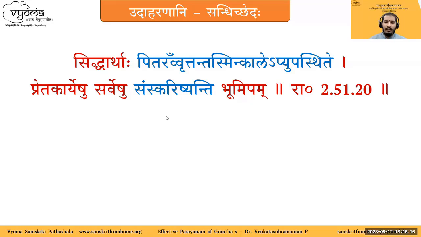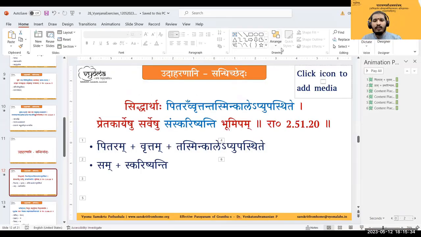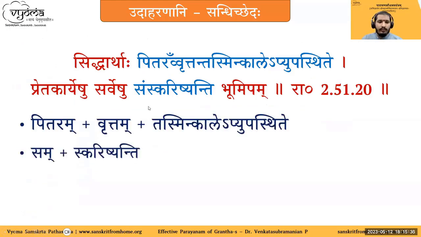So after that, there is no sandhi. I will only tell, but from next example onwards, I will not tell where is the possibility of sandhi. And this is actually the shloka we just saw in today's sandhi. So in the second line, we have already seen the sandhi happening. That is samskarisyanti. Yeah. Samskarisyanti. Dhanyavadaha.